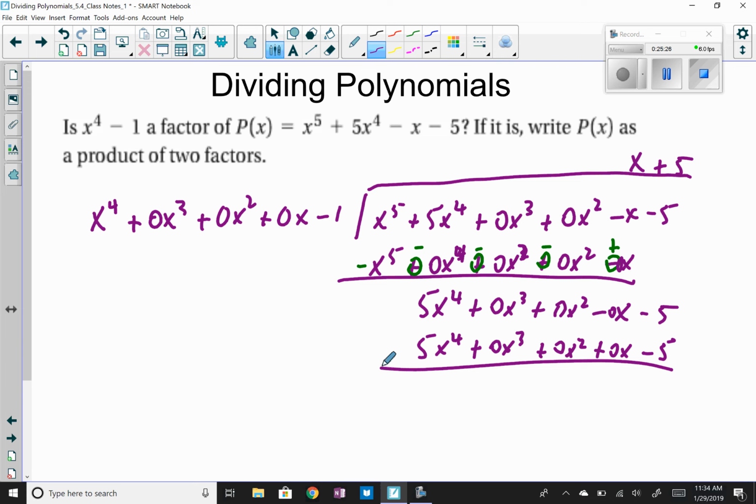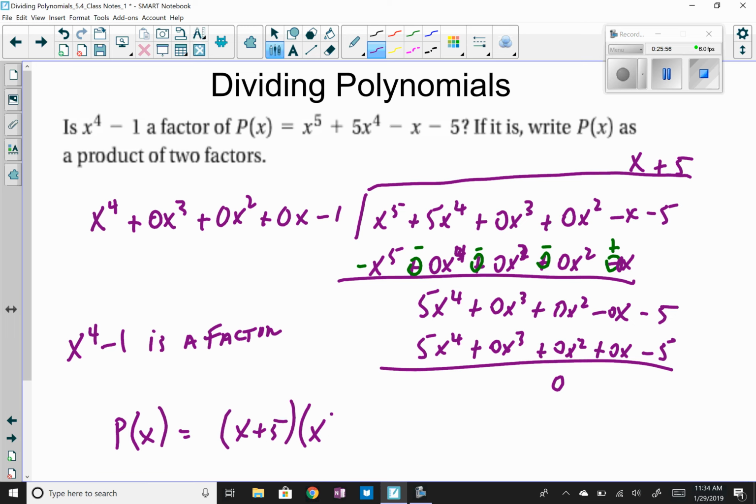Have no remainder. So remainder is 0, which means that x to the fourth minus 1 is a factor. Okay. So our p of x in terms of the product of two factors is going to be p of x is going to equal x plus 5 times x to the fourth minus 1.